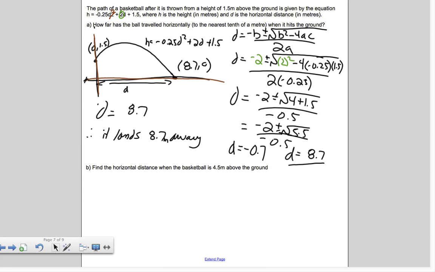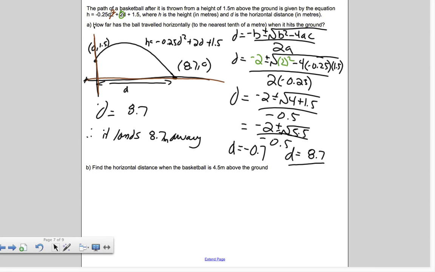Be confident in your answers. Always. Just change one. Change C to 4.5 instead of 1. Well, no, I'm not shooting it at 4.5. The question is when I shoot it, where along here is 4.5 meters high?